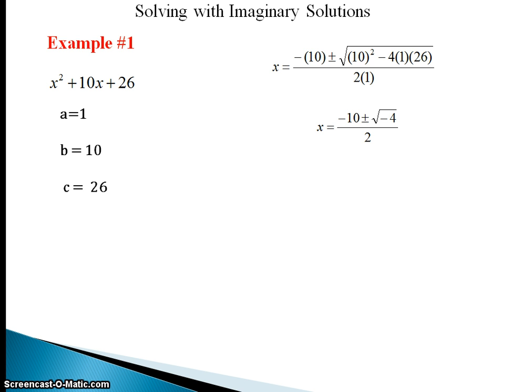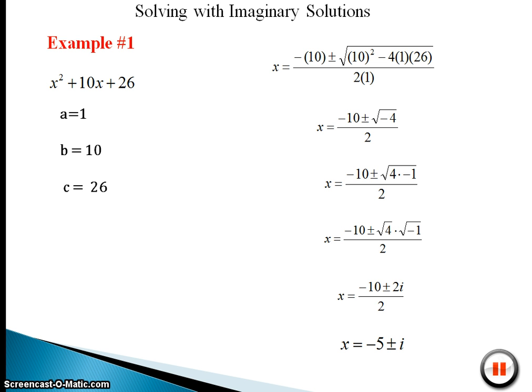Now I'm going to focus in on the square root of -4 for a moment. I'm going to factor out the -1, then break up those two radicals, and then simplify. The square root of 4 is 2. Last but not least, I'm going to divide -10 by 2, and that gives me -5. And I'm going to divide 2 by 2, and that gives me 1. And I leave the i as is. I treat that like I would treat a variable. So my answer is -5 plus or minus i. Please pause and write down this example.